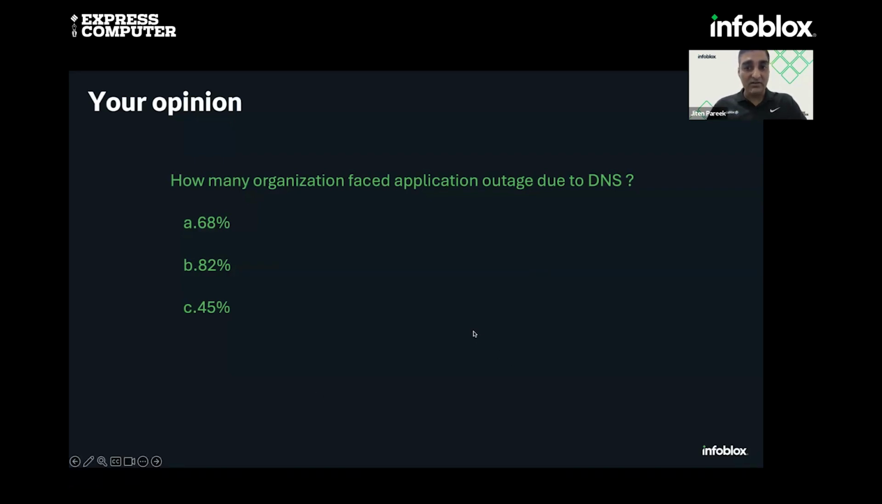82% of organizations have faced application outages due to DNS, because the common reason is that when you access any application and service, the first communication goes to DNS. And DNS is currently a less monitored, less hardened, and less secure protocol. The attacker knows that if they are able to bring down your DNS, they can make a direct economic or business impact on your organization.